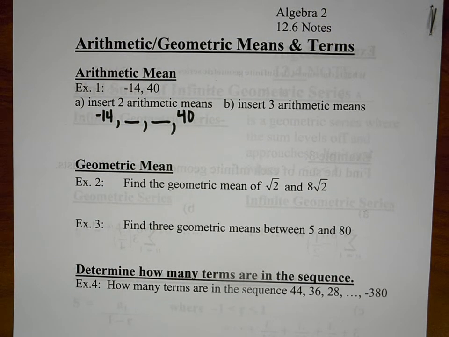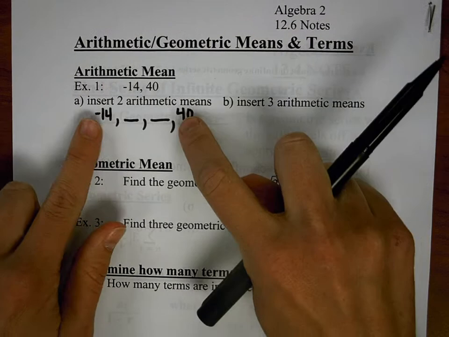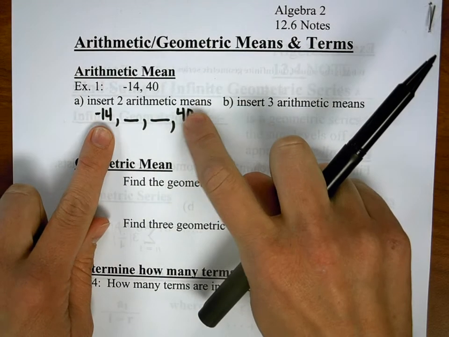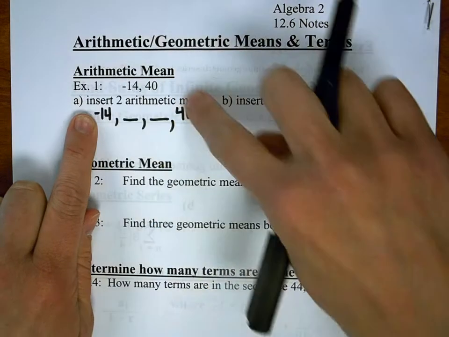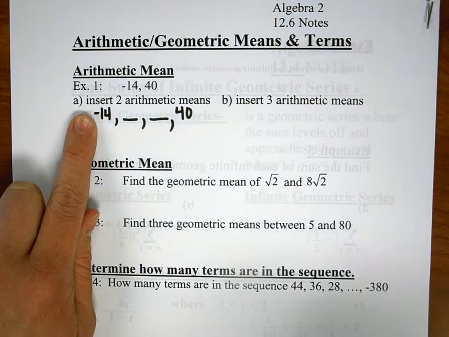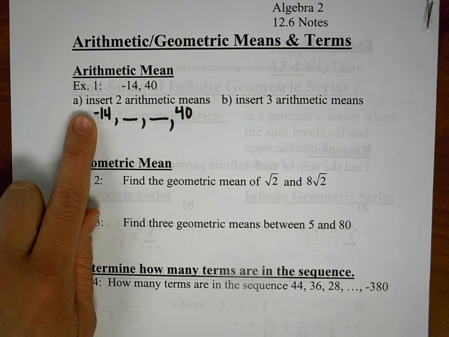So what we have to decide, and arithmetic means that they are adding and subtracting, correct? So we always have to make sure that with our arithmetic sequences that it is a constant thing that we are adding. So what you want to do is subtract these two terms to see what the difference is here. Because if you start at negative 14 and go all the way to 40, how many numbers are in between negative 14 and 40? And then you'll have to divide that evenly.